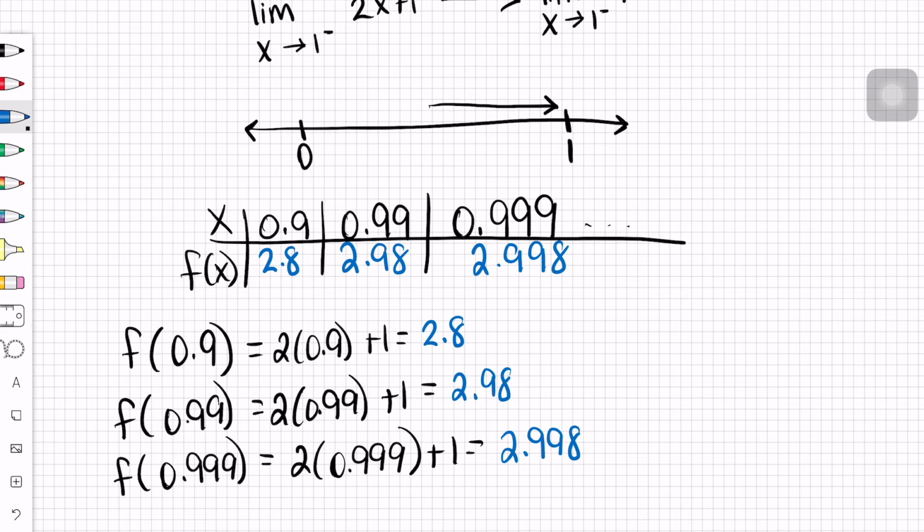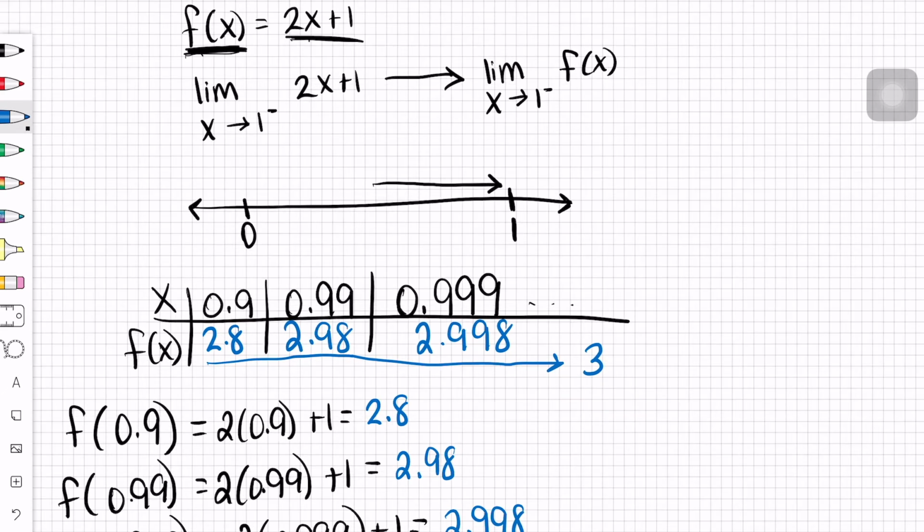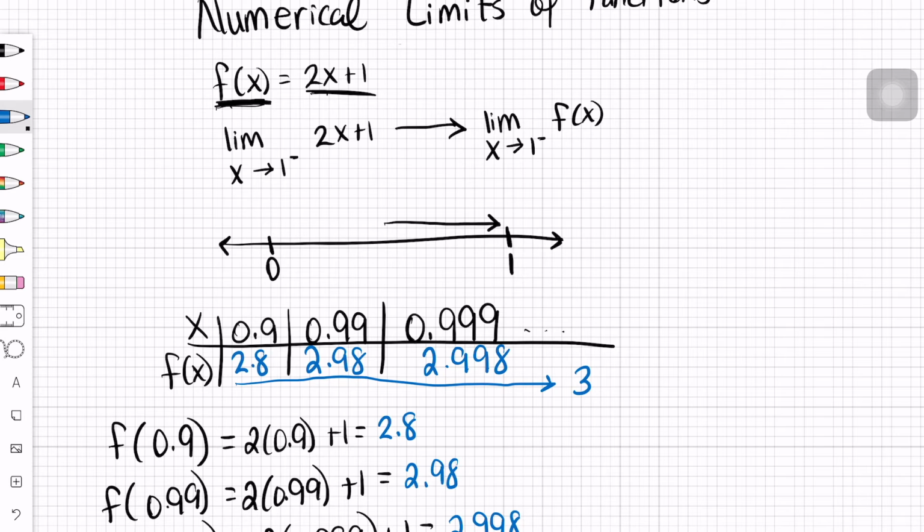It looks like I am approaching which value here? I went from 2.8, 2.98, 2.998. It looks like I am approaching the number 3. So the way that I would write this is that the limit as x approaches 1 from the left of f of x is equal to 3.